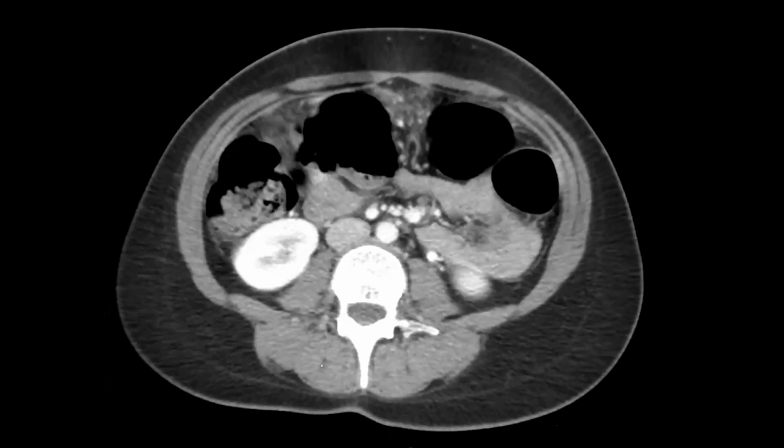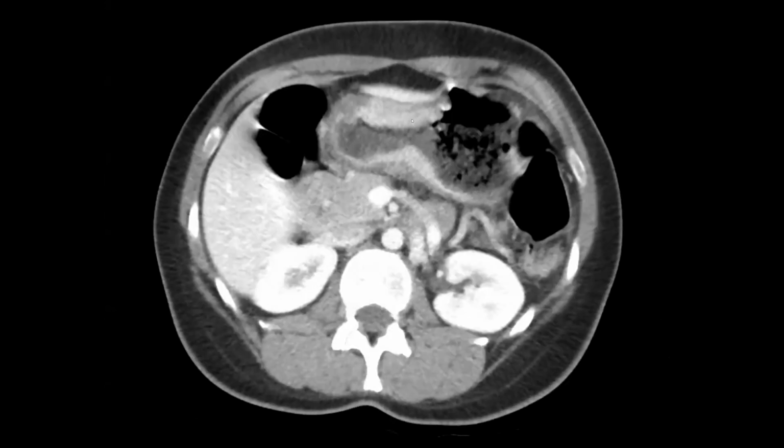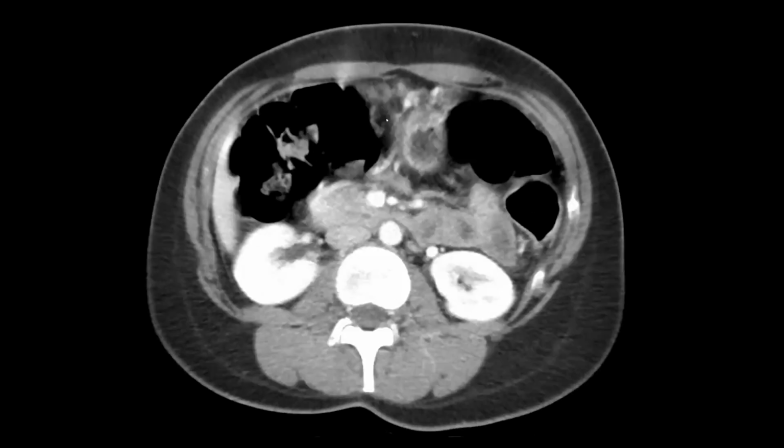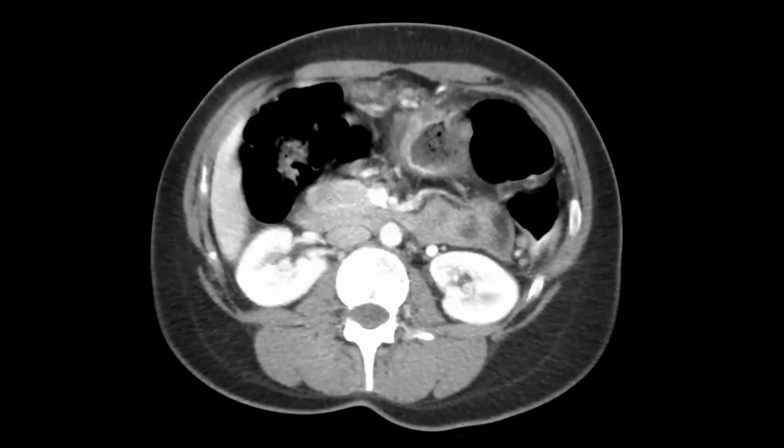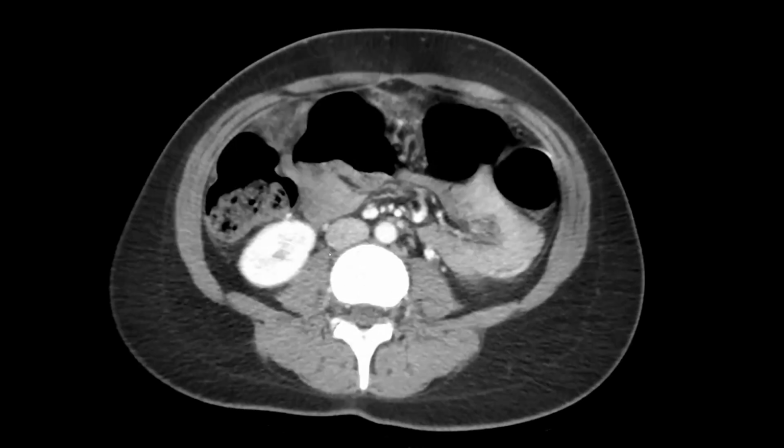So they ended up going for EGD with biopsies and EUS, and they said it was at least a T3 lesion. And then they went for a laparoscopic staging, and there was extensive peritoneal disease. The path came back poorly differentiated diffuse type gastric cancer.